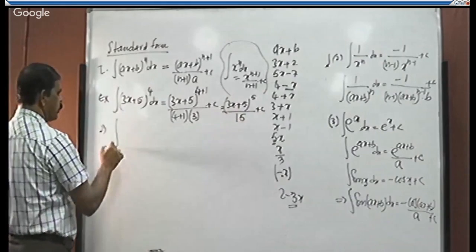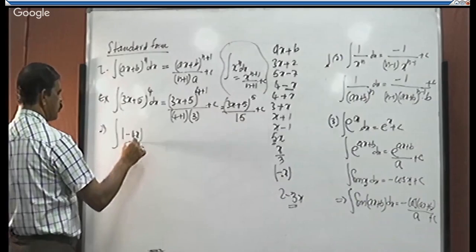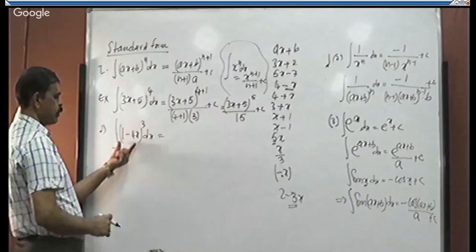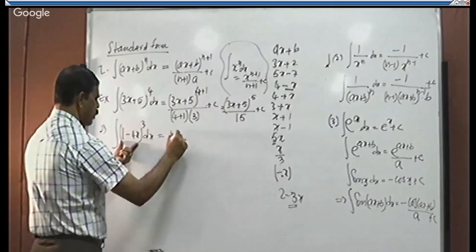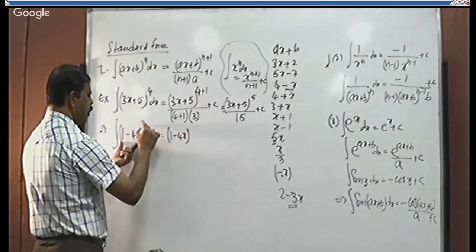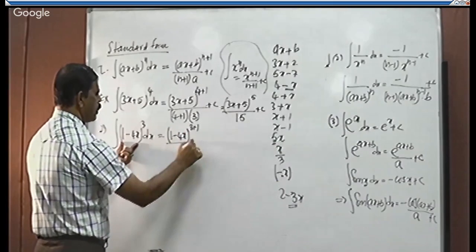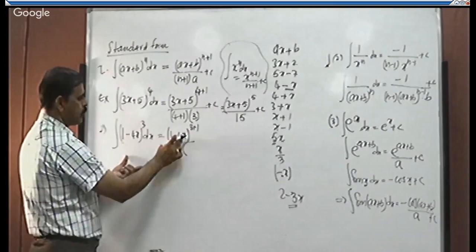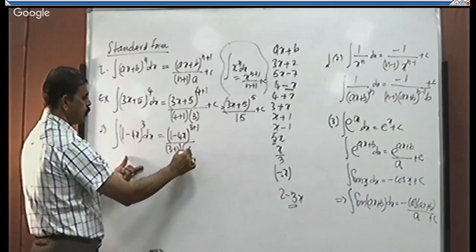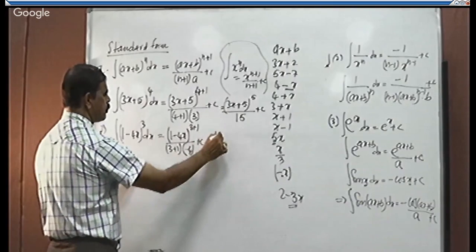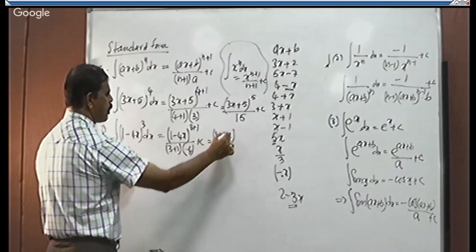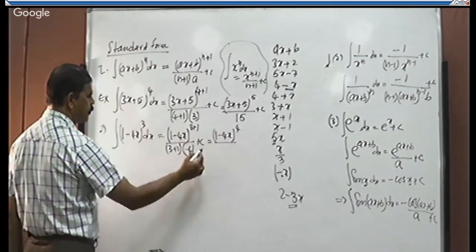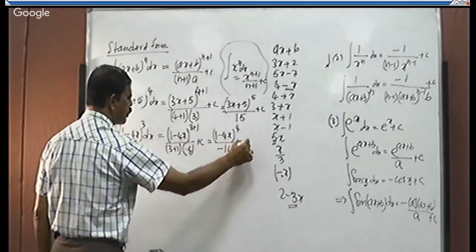Take the next example. Integration of (1 minus 4x) to the power of 3 dx. What is ax plus b? It is 1 minus 4x. So (1 minus 4x) to the power of 3 plus 1, divided by 3 plus 1, into the x coefficient. What is the x coefficient? It is not only 4, it is minus 4, plus c. That is equal to (1 minus 4x) to the power of 4 whole divided by 4, that is 3 plus 1, 4, 4 into 4, 16. It is minus 16, plus c.